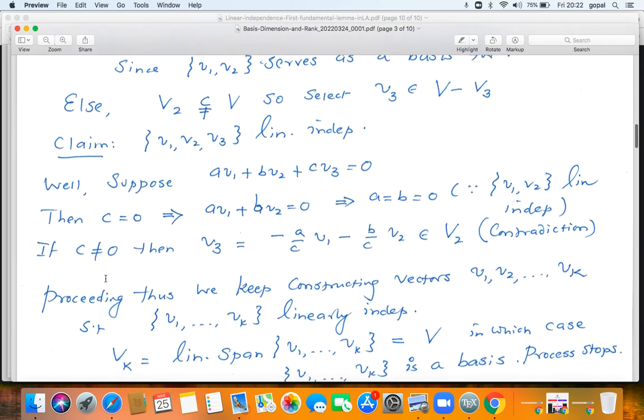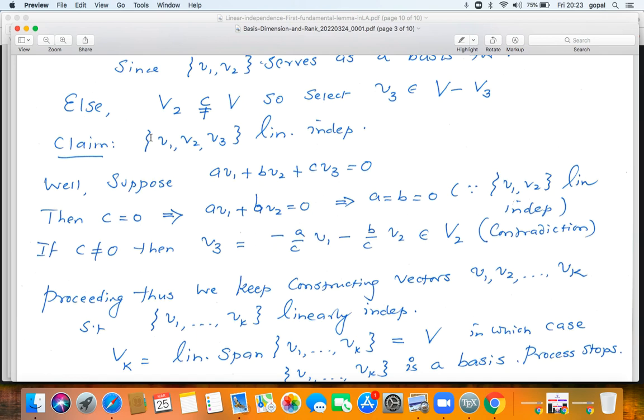On the other hand, if C is not 0, then I can divide this equation by C. And I can rewrite this equation as V3 equal to minus A by C V1 minus B by C V2. But that's a linear combination of V1 and V2, and the linear span of V1 and V2 has been called capital V2. But therefore, we conclude that little V3 belongs to capital V2. That's a contradiction because we picked a V3 which is outside of capital V2. So we have proved that V1, V2, V3 are linearly independent.